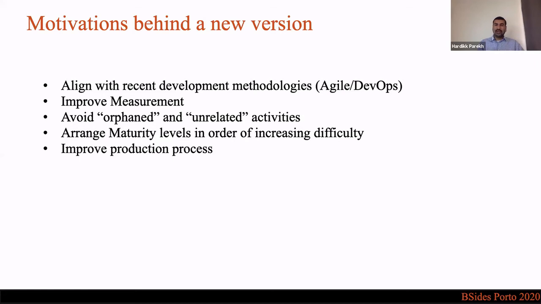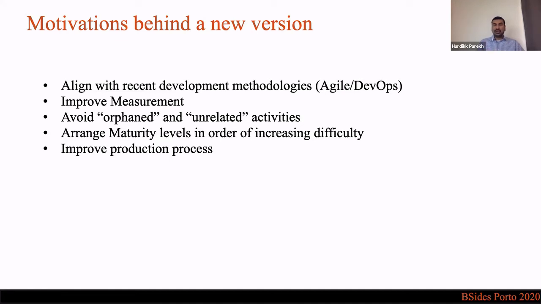We also wanted to arrange maturity levels in increasing order of difficulty. That was another shortcoming of the previous SAMM versions. There are times where, as SAMM practitioners, we also noticed ourselves, it was very easy to do a level 3 activity, but difficult to do a level 2 activity or sometimes even a level 1 activity, which doesn't make sense. By definition, as you go to a higher level of maturity, there should be a higher implementation cost and a higher order of increasing difficulty. So that was another shortcoming.